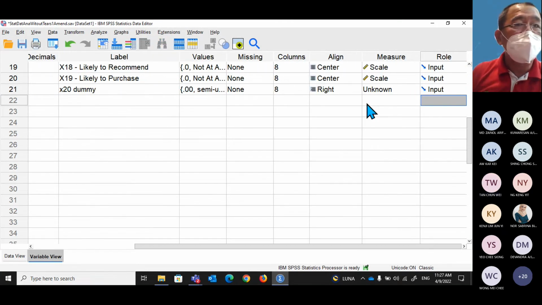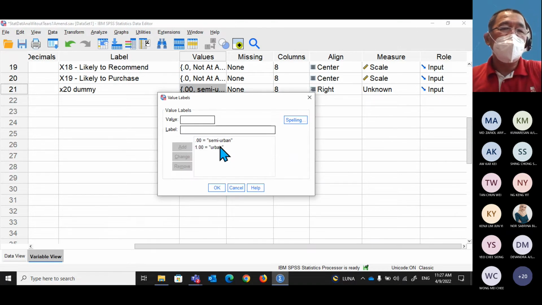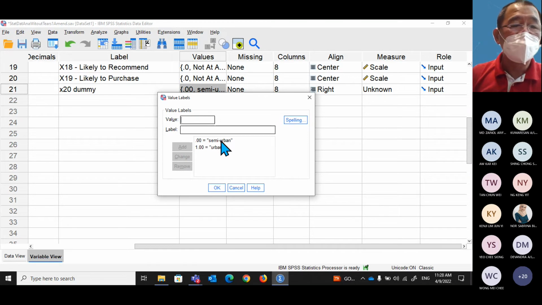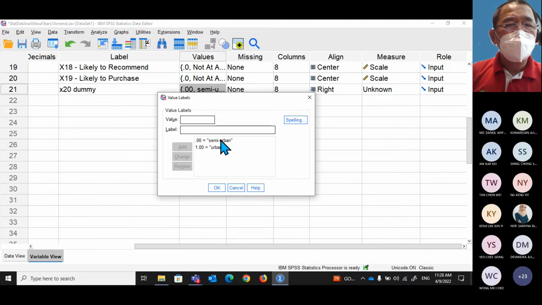So we do not consider rural. We assume that the respondents are all in urban or semi-urban. Only two categories, therefore only one dummy is enough. 0 is not considered, and 1 is the dummy. With two categories, one dummy. With four categories, three dummies. Always minus 1.